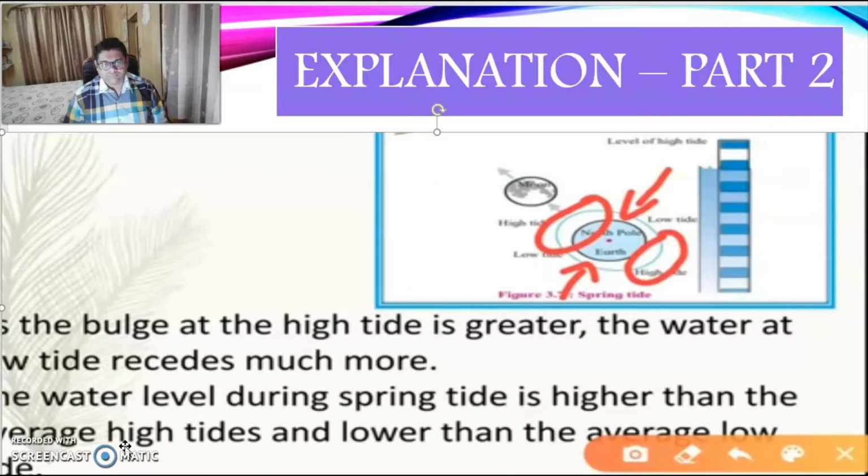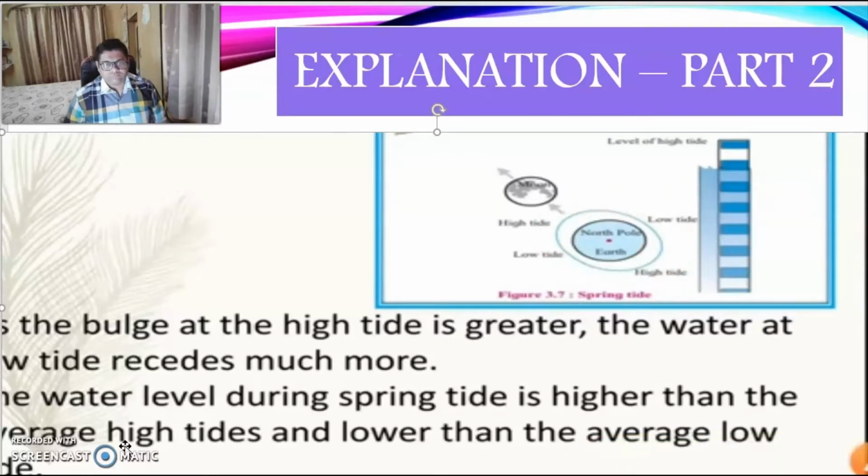What happens during spring tides? As the bulge at the high tide is greater, as we see in this picture over here, the water in low tide recedes. So with a higher high tide, in places where there is low tide, the water level will be lesser compared to the other days, and high tides will be higher compared to the other average high tides. Is this clear, children, about spring tides? Very good. We'll go ahead.